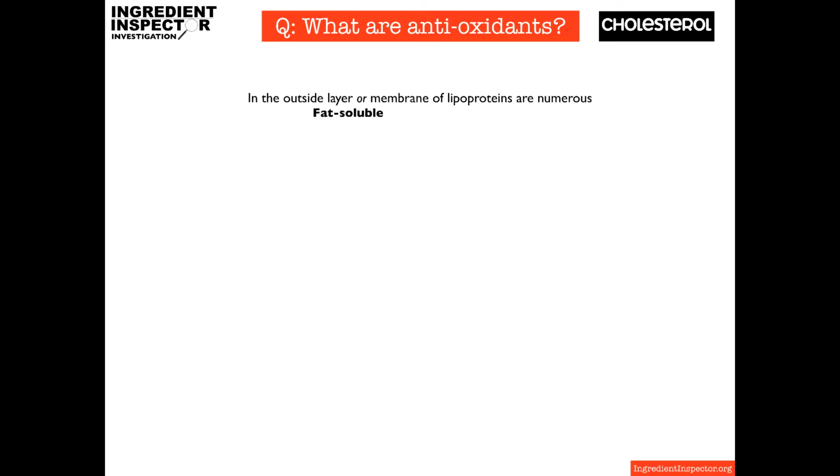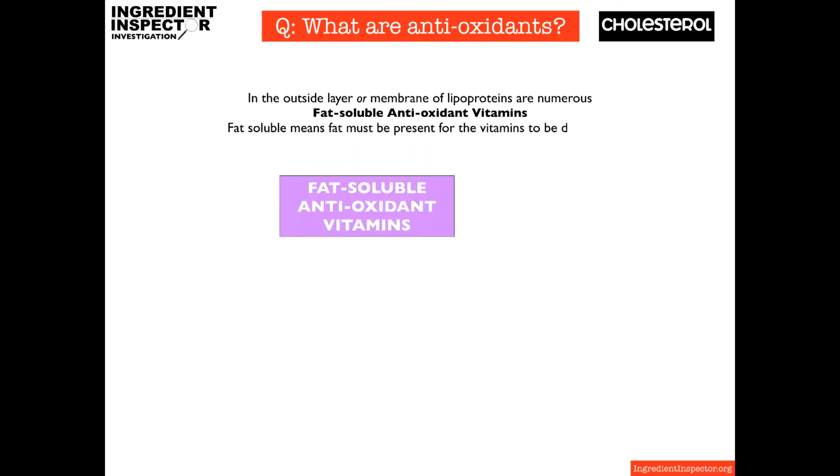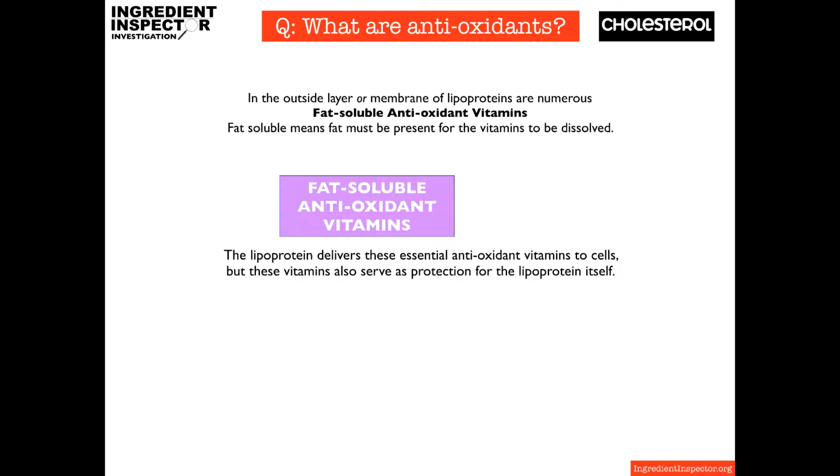In the outside layer or membrane of lipoproteins are numerous fat-soluble antioxidant vitamins. Fat-soluble means fat must be present for the vitamins to be dissolved. The lipoprotein delivers these essential antioxidant vitamins to cells, but these vitamins also serve as protection for the lipoprotein itself as it moves through our body.